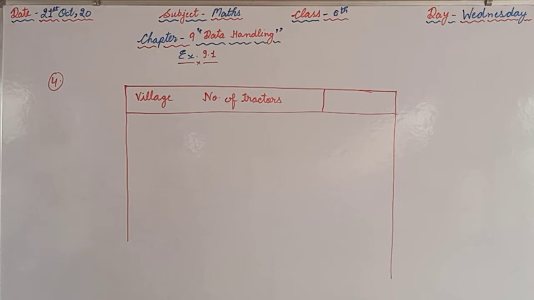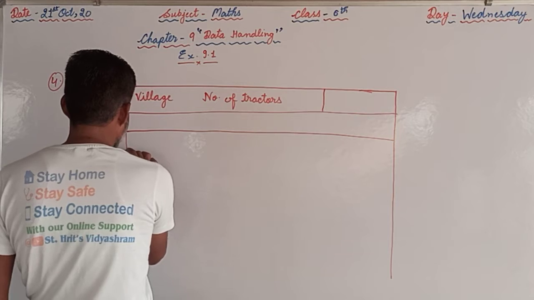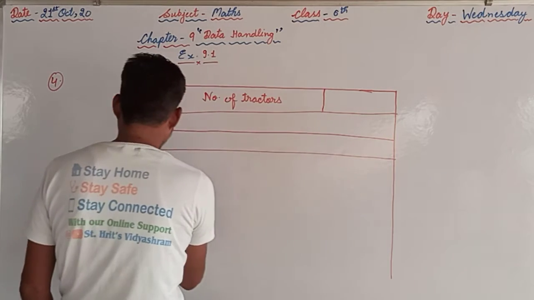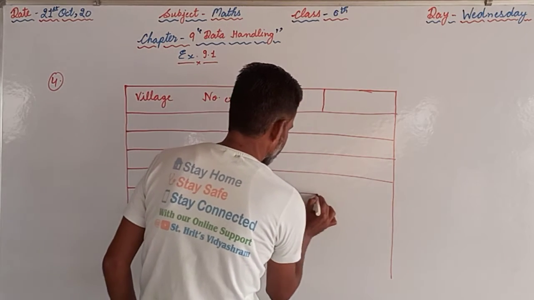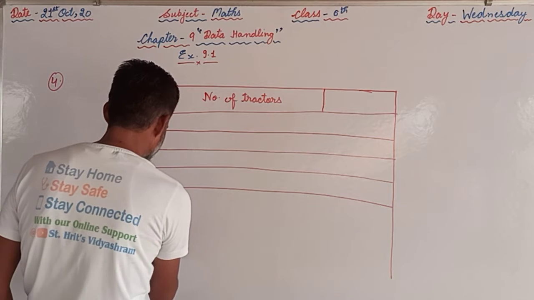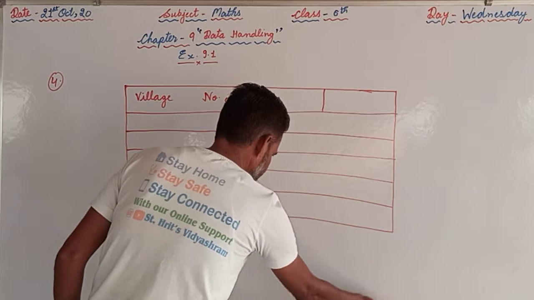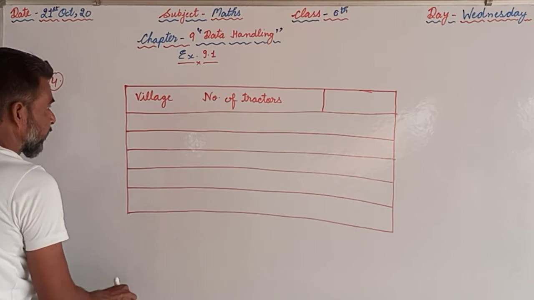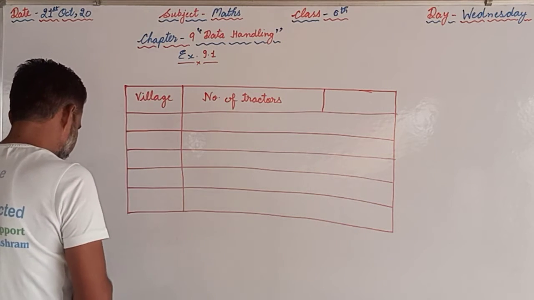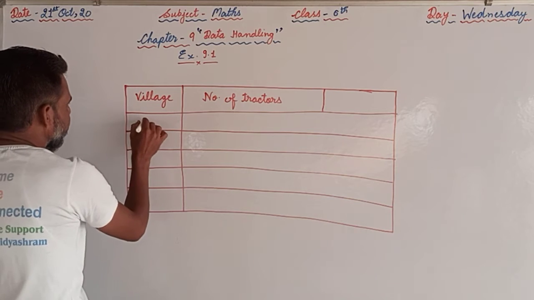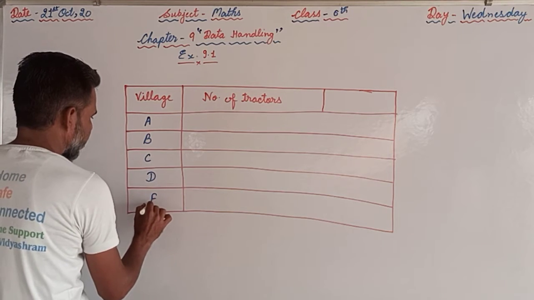So how many villages are there? A, B, C, D, E. So that is for A, B, C, D and E. Villages and then number of tractors. So that is village A, then B, C, D and E.